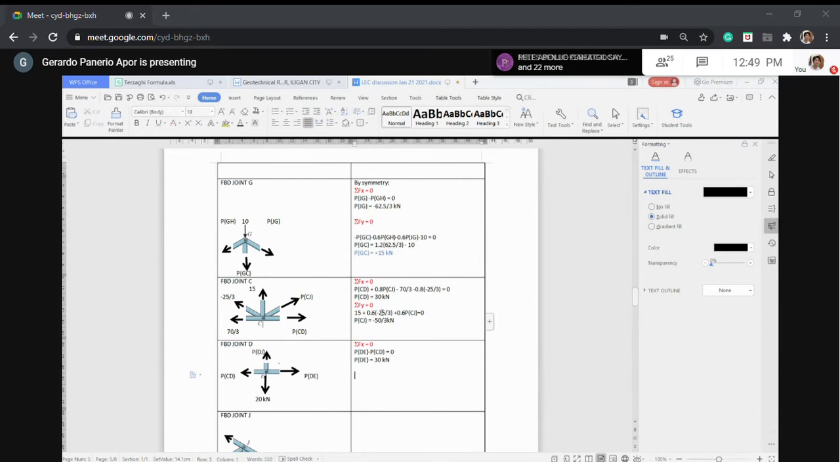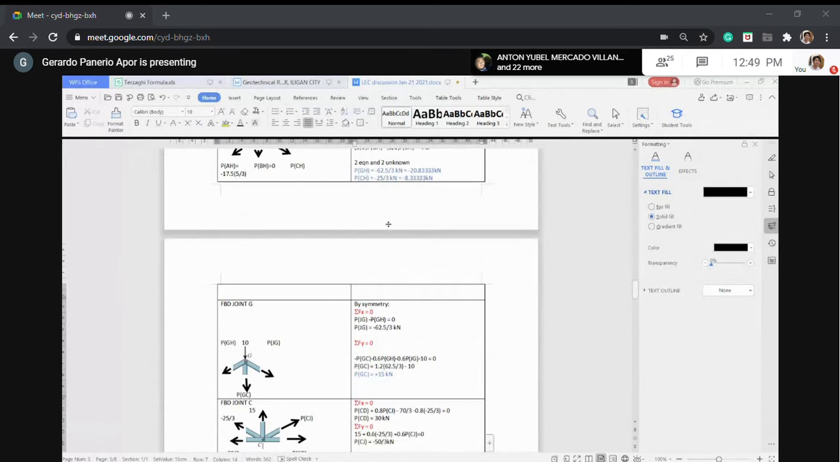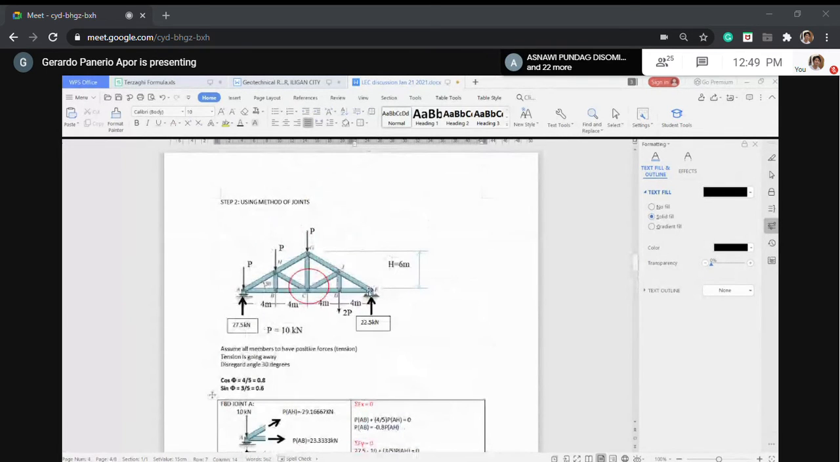Next is with the summation of forces Y. That's a lot simpler because if the figure is simple, you can actually do, no? So we have PDG, you have minus 20 is equal to 0. So you have PDG is equal to 20 kilonewton. So you have only one joint here.